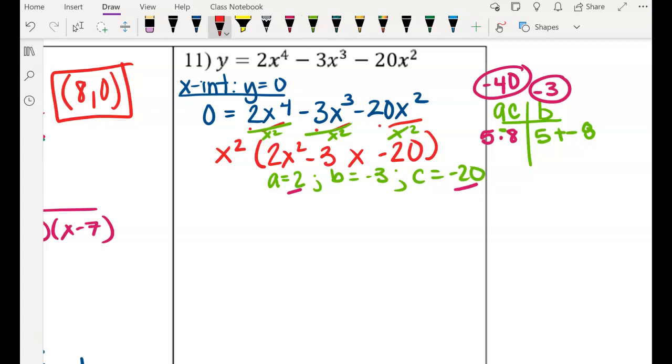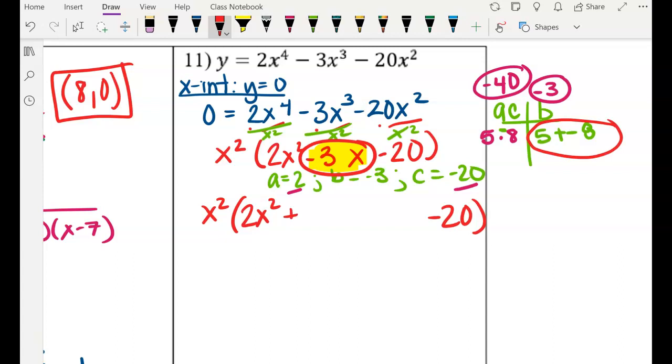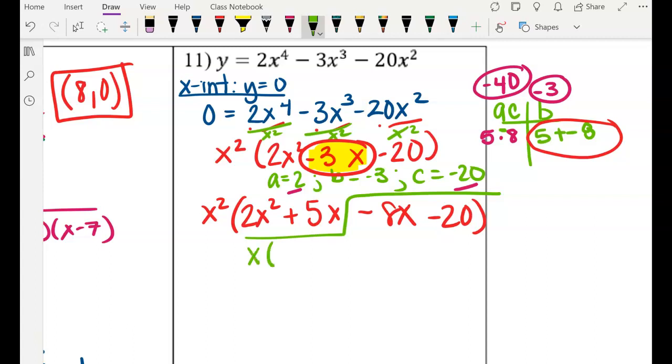So let's rewrite this back down, x squared, and then we're going to rewrite this 2x squared. We're going to hold off on this because I'm going to factor by grouping. You can factor by whatever method you would like. I'm going to copy the last term, which is negative 20. Instead of a negative 3x, I'm going to write it as a positive 5x and a negative 8x, guys. And then I'm just going to factor by grouping. Here we go. 2x squared plus 5x. X is in common. Take that out. So I'm left with 2x plus 5. The negative is here, so I'm going to drop down the negative.